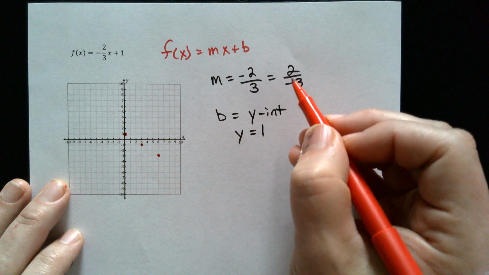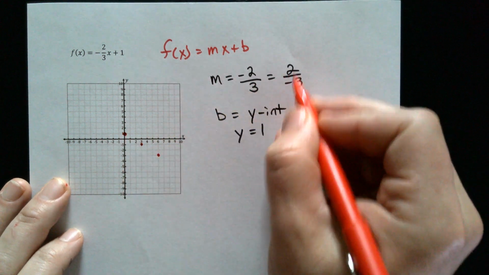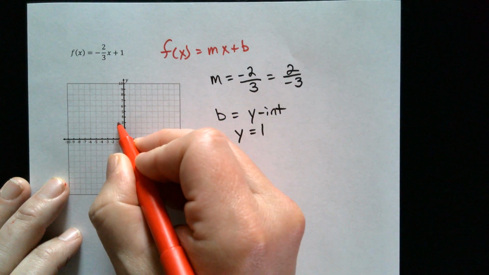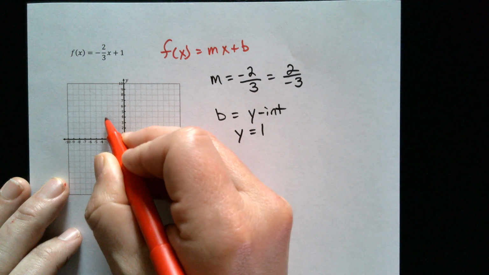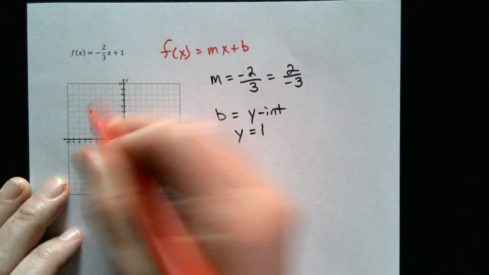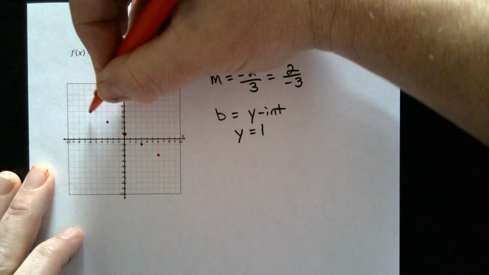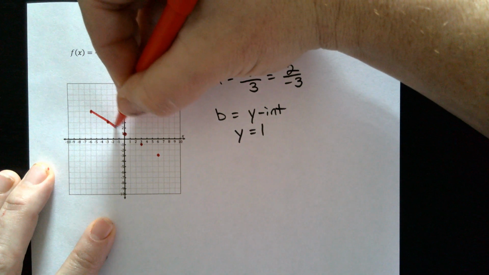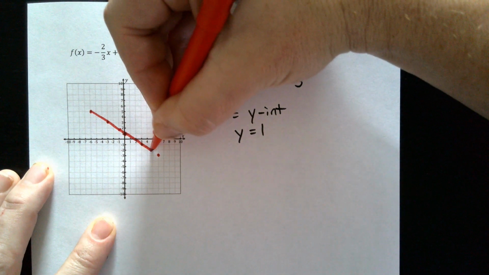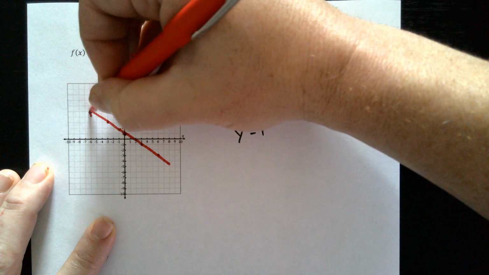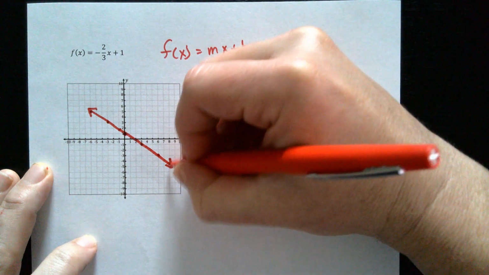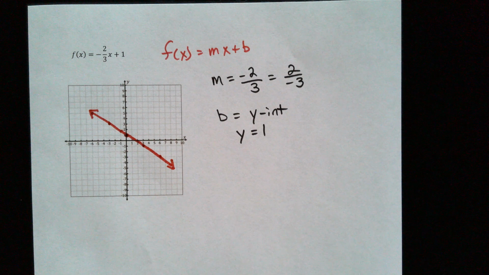Now let's use the other slope. So this would be up 2, left 3. So 1, 2, 1, 2, 3. 1, 2, 1, 2, 3. Okay, and the graph will look about like this. And that's it.